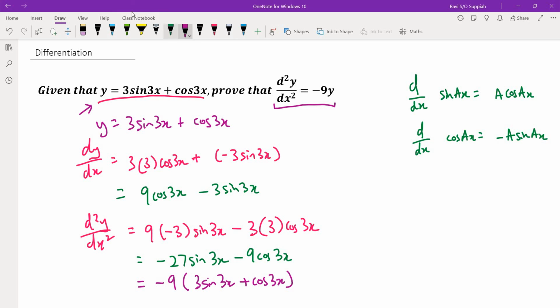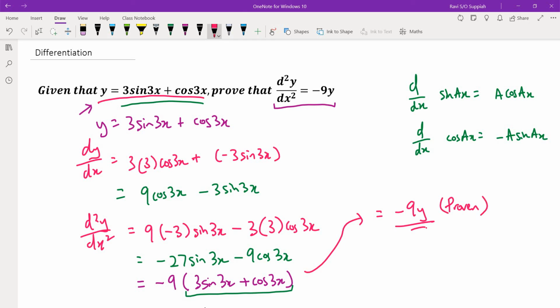Alright, and from this you can see that this whole term here is actually this term here, 3 sine 3x plus cos 3x. So which means that this is now equal to minus 9y. Alright, so we have proven this expression here.